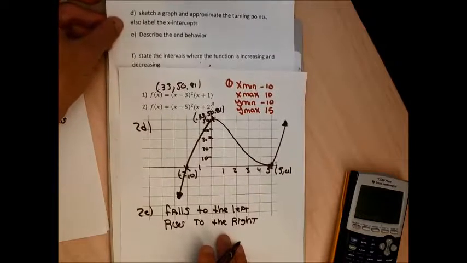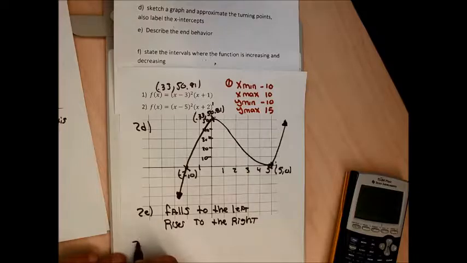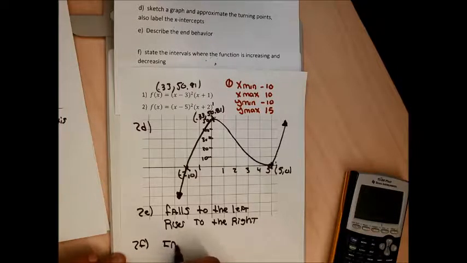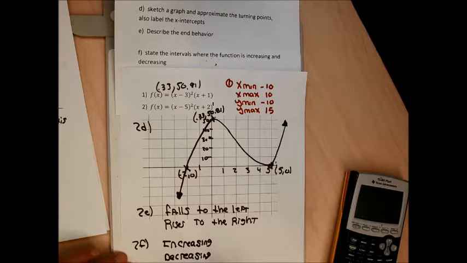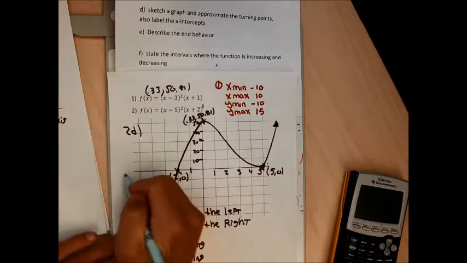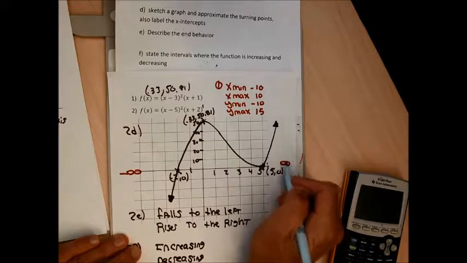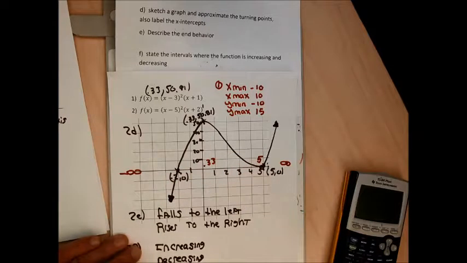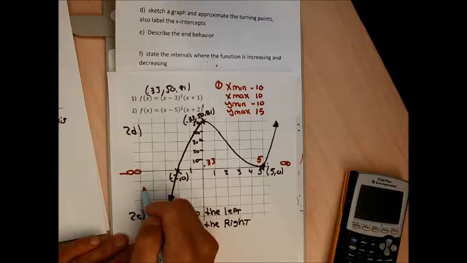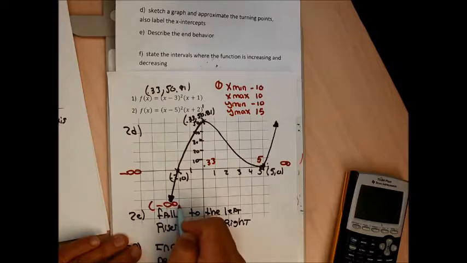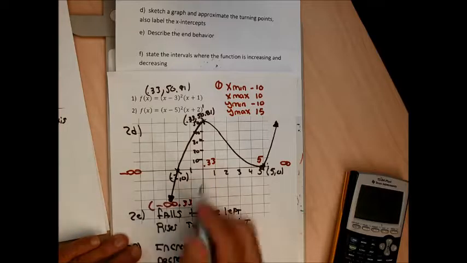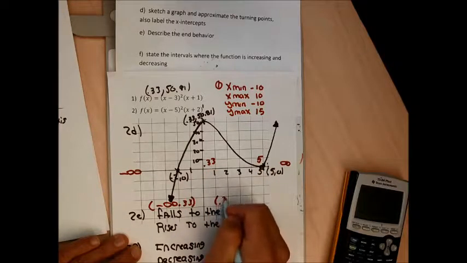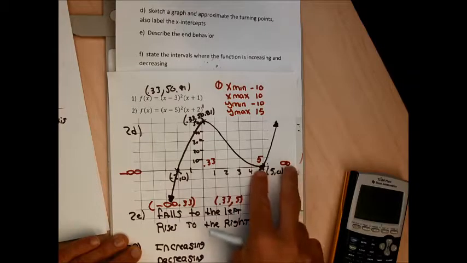Last part, state the intervals where the function is increasing and decreasing. To state the intervals where the function is increasing and decreasing, on the x-axis, I'm going to put -infinity, +infinity, and the x-coordinate of the two turning points. So 0.33 and 5. But to create intervals, the first interval I'm going to create is -infinity to 0.33. That's going between those numbers. And then 0.33 to 5. And then 5 to infinity.